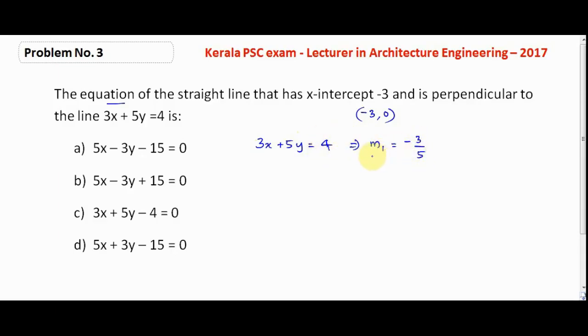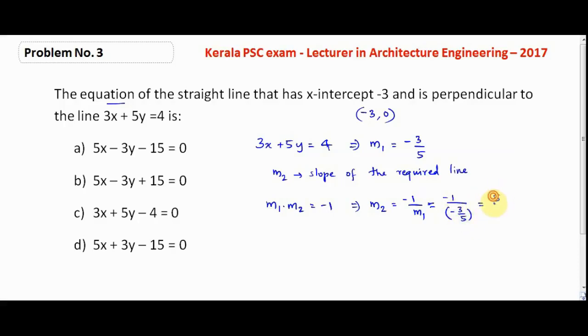Now since this line is perpendicular to the required line, let m2 be the slope of the required line. The slope of the required line must satisfy the condition that m1 into m2 is equal to minus 1. So from this we can calculate the value of m2. m2 will be equal to minus 1 divided by m1. m1 value we are getting as minus 3 by 5, so m2 will be equal to minus 1 divided by minus 3 by 5. So effectively we will get the m2 value as 5 by 3.